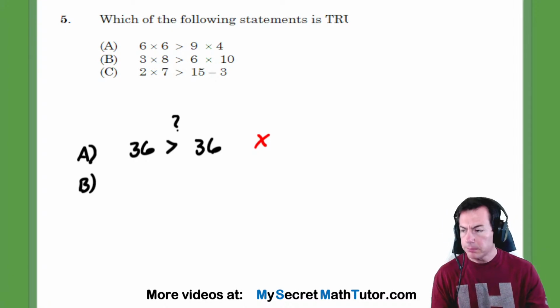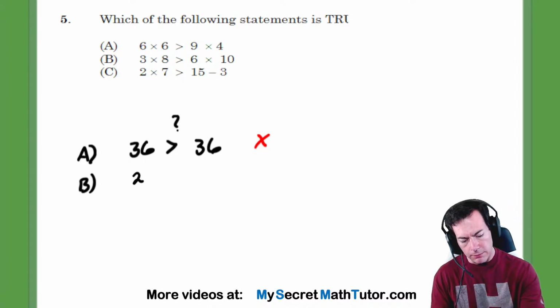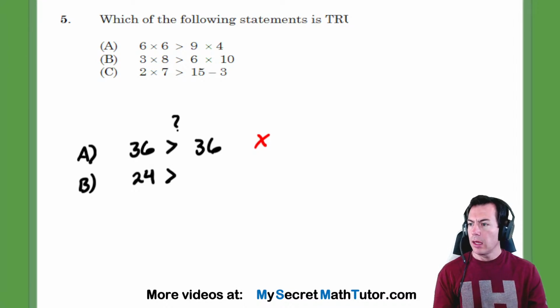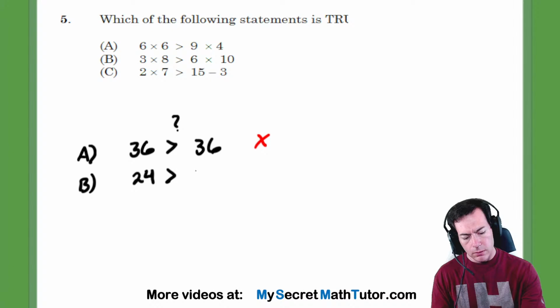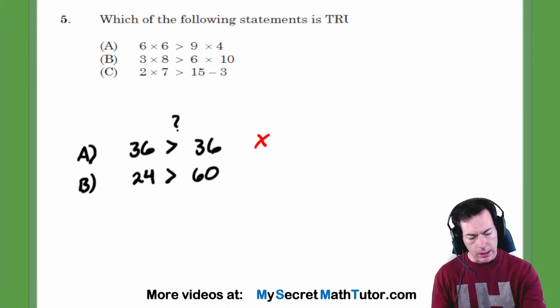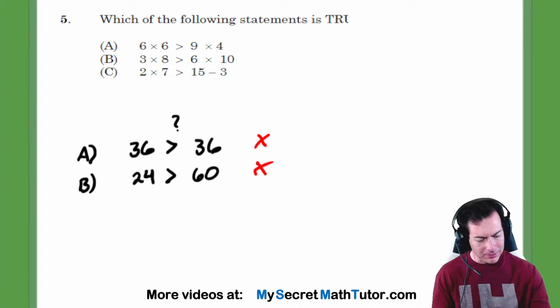All right, on to B. This one starts off with 3 times 8, so that'd be a 24. So is 24 greater than, and then I have 6 times 10, so that'd be a 60. So is 24 greater than 60? Nope, unfortunately it is not. So it's not that one. Let's see what else we got.